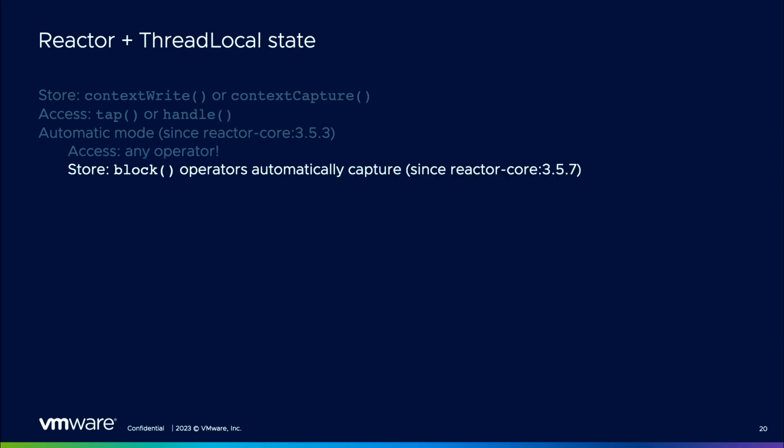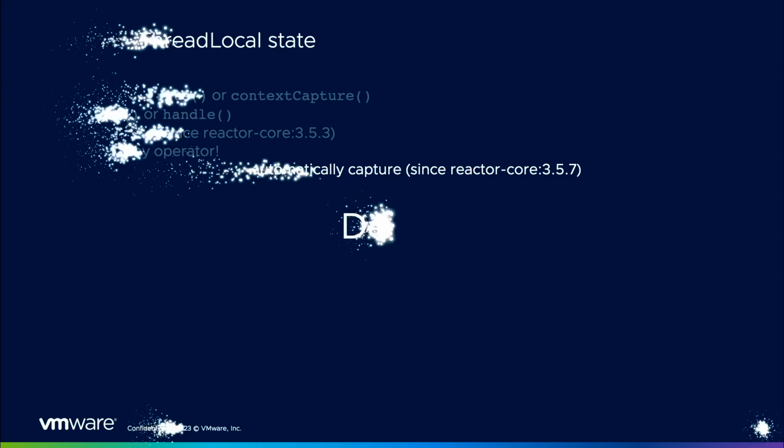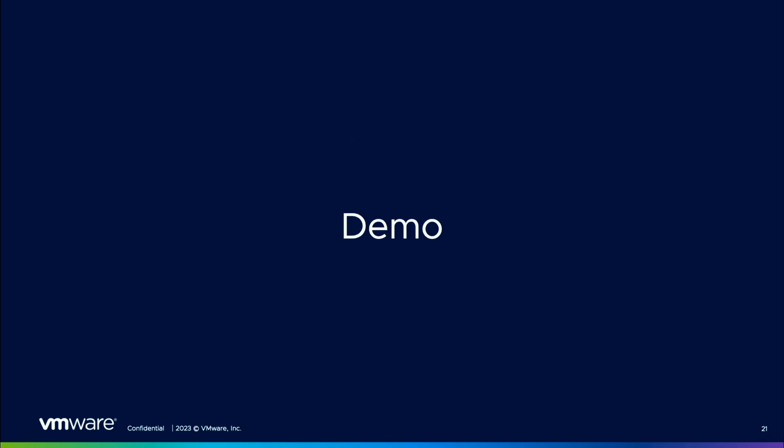And we made an improvement recently where for blocking operations, such as the block operator, blockLast in case of Flux, collectList, it automatically captures the ThreadLocal state. So imagine where you are using the MDC, you put some data there, and you call block, it will be automatically captured into the Reactor context. So I think that's pretty neat because it improves the lives of developers who are working with Spring MVC applications and use WebClient. So let's see that in action.